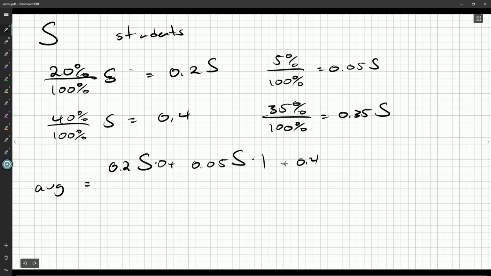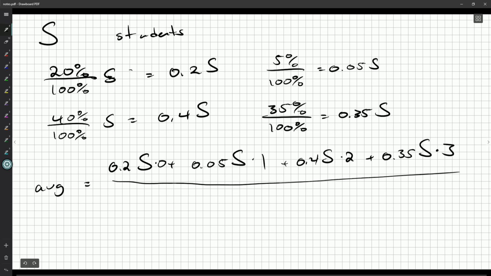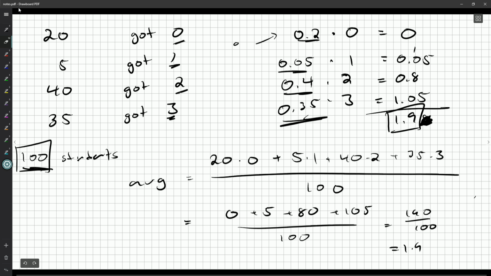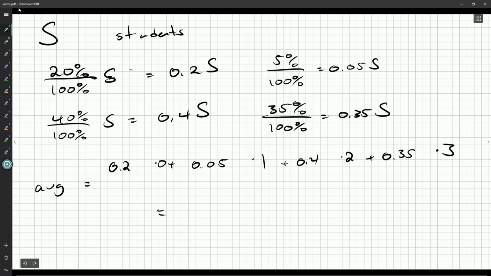And we just keep doing this. So 0.4 times S is the number of students who got 2. 0.35 times S is the number of students who got 3. And, to do averages, you add up all the numbers. So this many zeros, this many ones, and divide by S. And this is why the S doesn't matter, because the S down here is going to cancel out with all the S's up here. And so you actually get the very first calculation we did. Okay? That's all. And so you still get 1.9 when all is said and done.